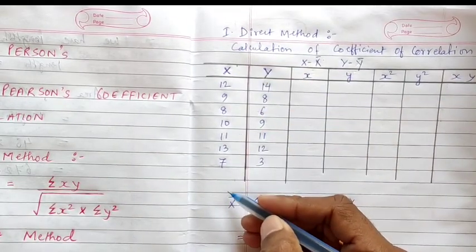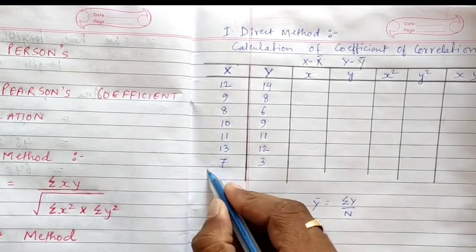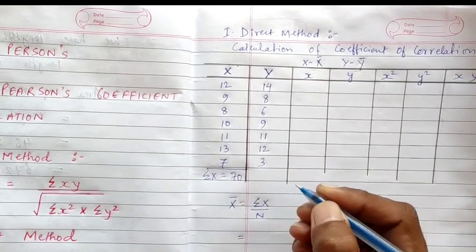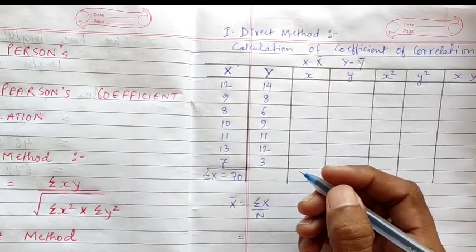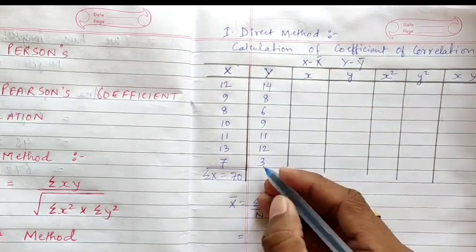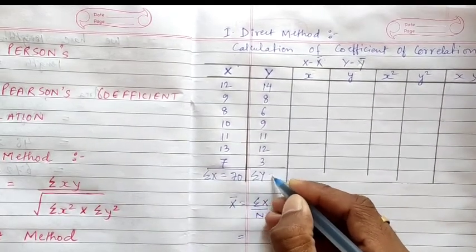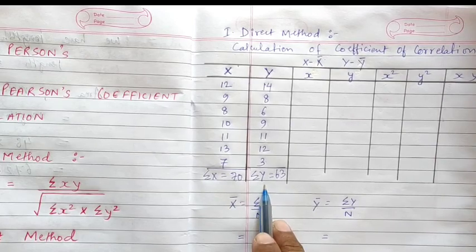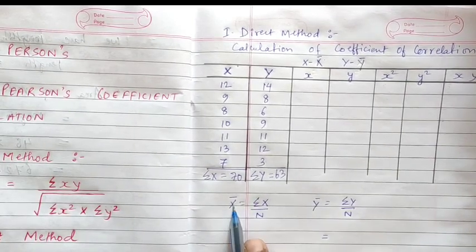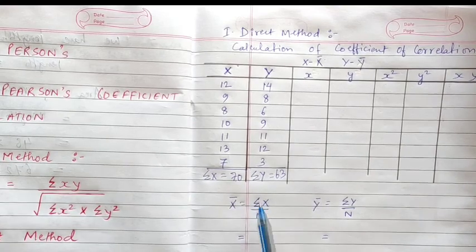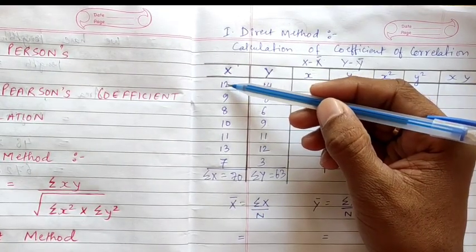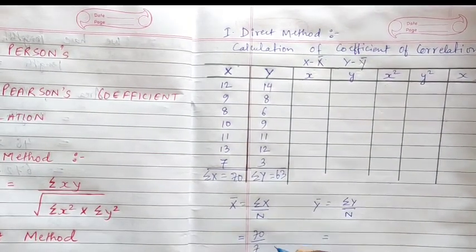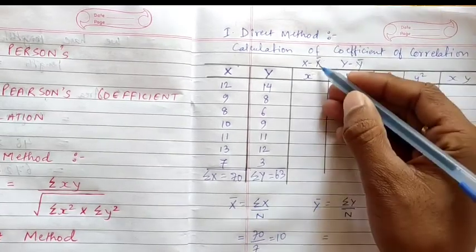So we need to find summation x. When we total this column, we get summation x equals 70. You can take help of a calculator. Clear? When we total the y column, we get summation y equals 63. So we got summation x and summation y, and we can easily find x bar and y bar now. What is the formula of x bar? Summation x by n. Now n means the number of variables in the x column: 1, 2, 3, 4, 5, 6, 7. So x bar is 70 by 7. How much will we get? 10. So x bar is 10.